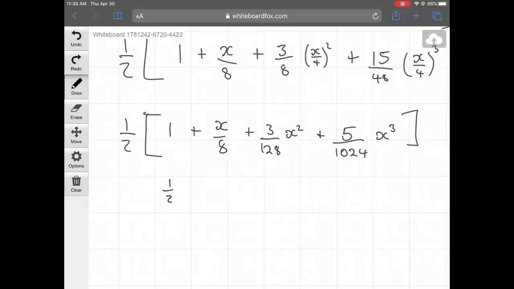So we've got a half, x over 8, add 3 over 256, x squared, add 5 over 2048, x cubed. Wait, why is it still x over 8? Why is the second term still x over 8? Oh, sorry. Yeah, thanks. I did one more mistake. That should be 16. Is that okay? That's all right now, isn't it?